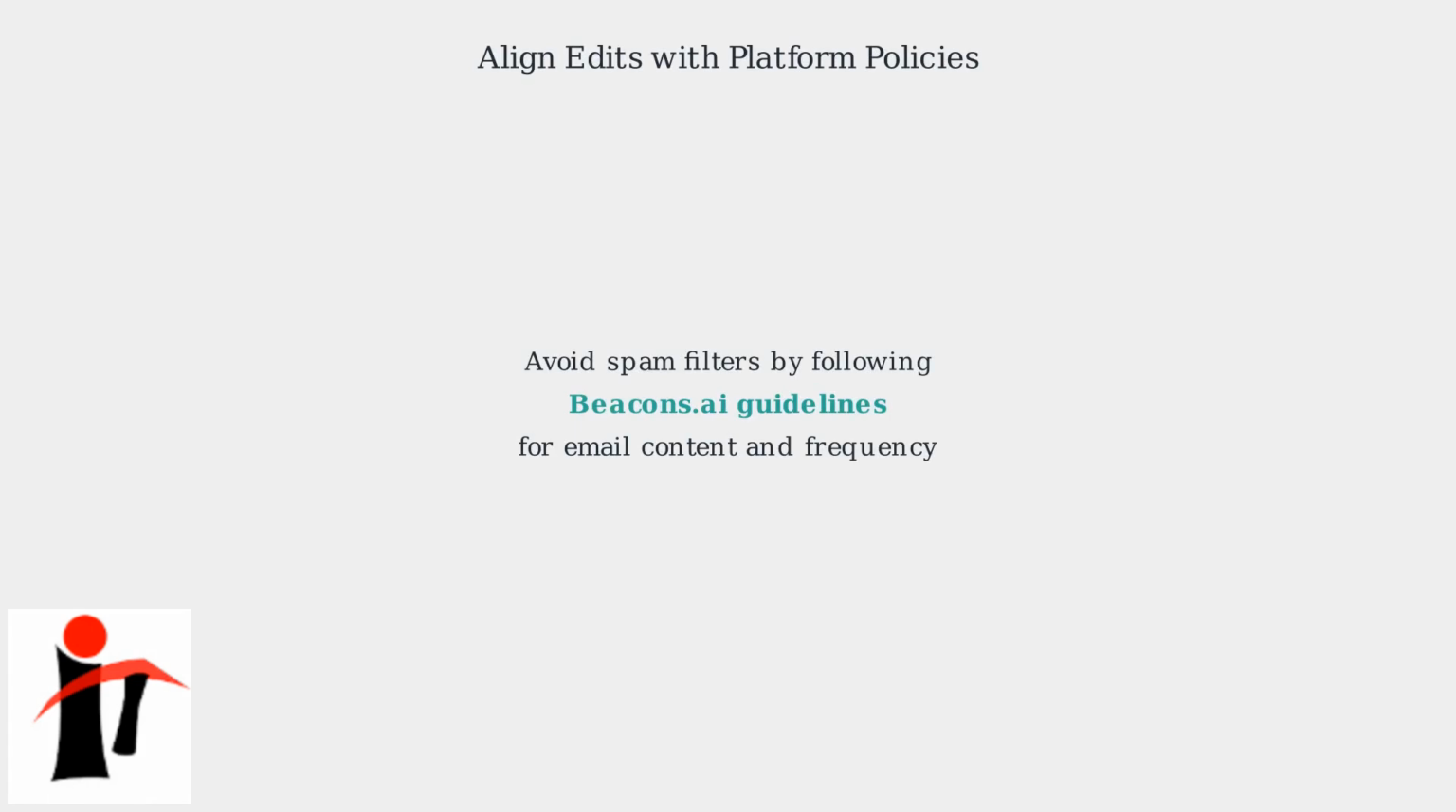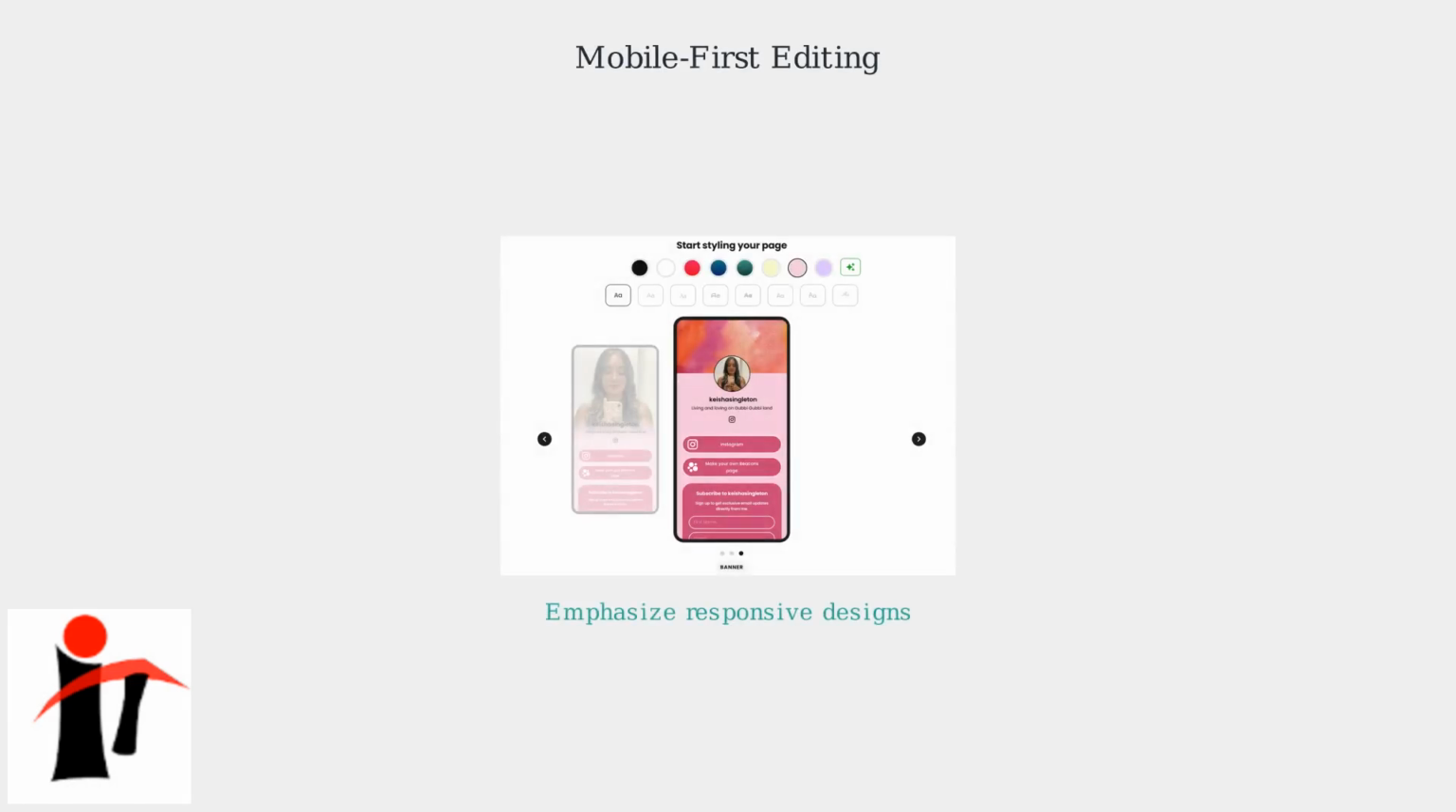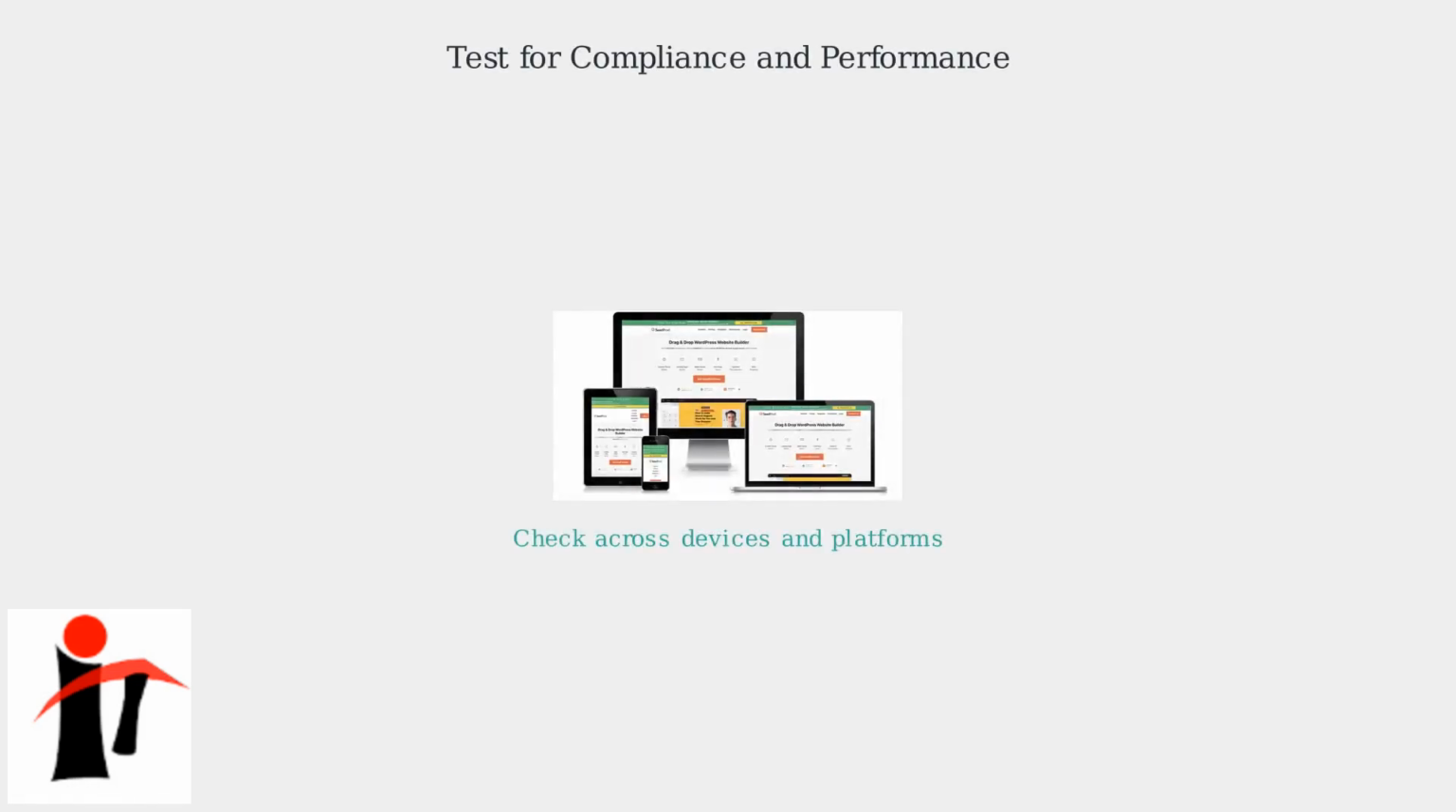When editing duplicated funnels, ensure your changes align with Beacons.ai platform policies. This helps avoid triggering spam filters and maintains compliance with email marketing regulations. Mobile-first editing is essential in today's landscape. Beacons.ai's mobile editor helps create responsive designs that look great on all devices, ensuring your duplicated funnels work seamlessly across smartphones and tablets. Finally, always test your duplicated funnels for compliance and performance. Verify they work across different devices and platforms, and ensure they meet all regulatory requirements before launching.